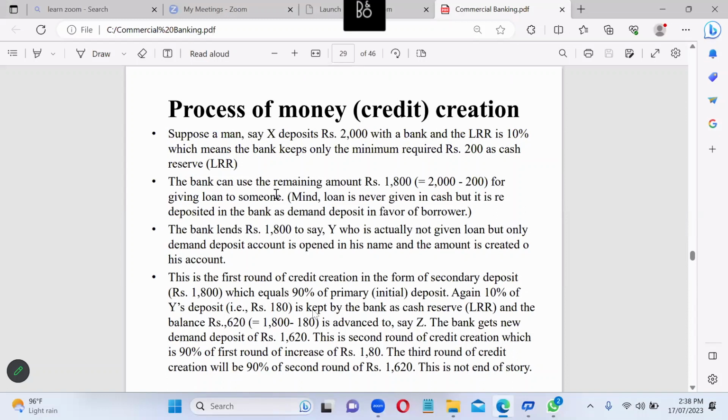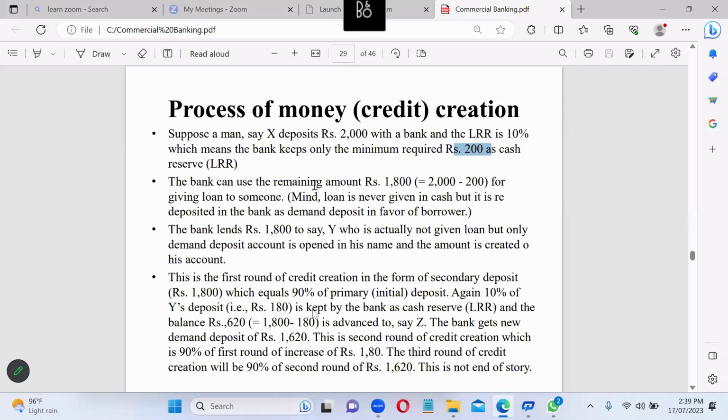Okay. Process of money credit creation. Suppose a man, say X, deposits 2000 with the bank and the LRR is 10%, which means the bank keeps only the minimum requirement, 200, as cash. LRR means legal reserve ratio. Banks must maintain this to hold their liquidity. Without maintaining this from the deposit, they cannot have liquidity, so the bank will go to the shutdown point. So they are very keen to maintain the legal reserve ratio.